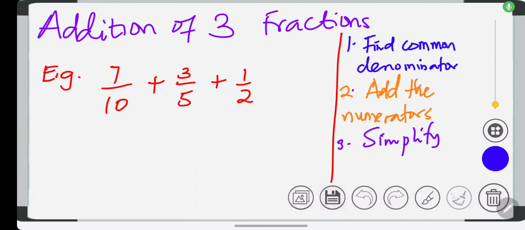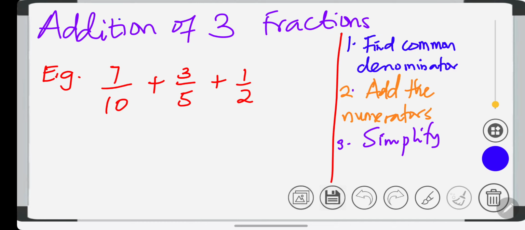Good day and welcome. In today's lesson, we're going to look at how to add three fractions with different denominators. Remember, in the previous lessons, we looked at adding fractions with the same or common denominator. That is adding like fractions.